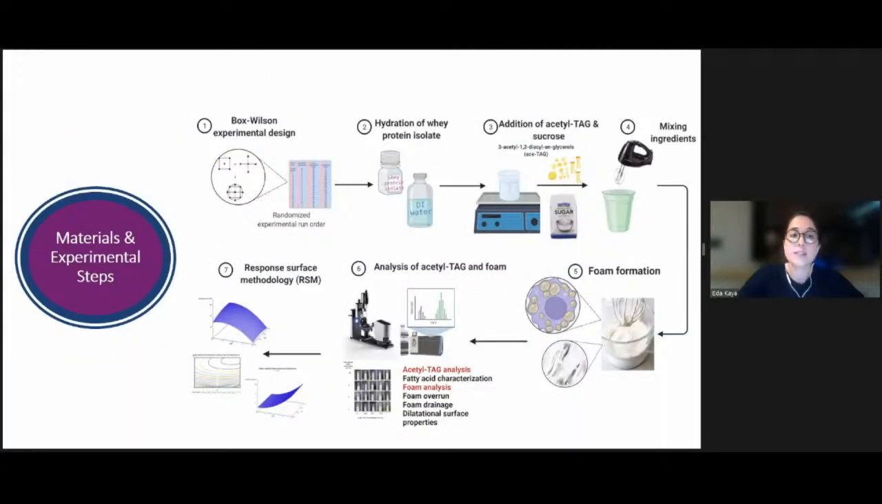Here you can see the materials and the experimental steps that I used in my poster as well. After the foam preparation step, analysis of acetyl-TAG and protein solution as well as foam were conducted, and each factor's effect on each response was analyzed.